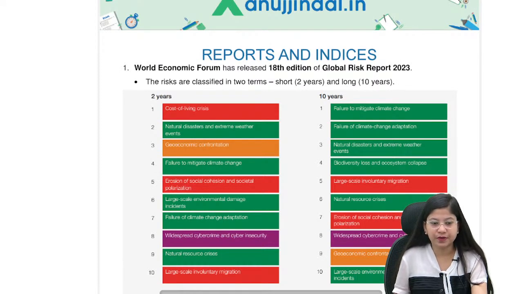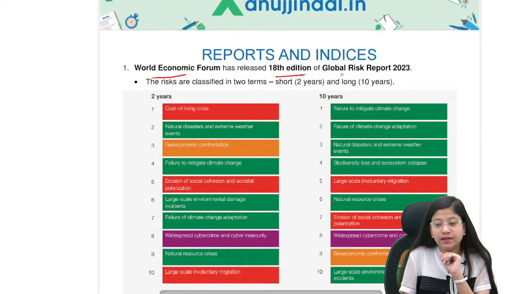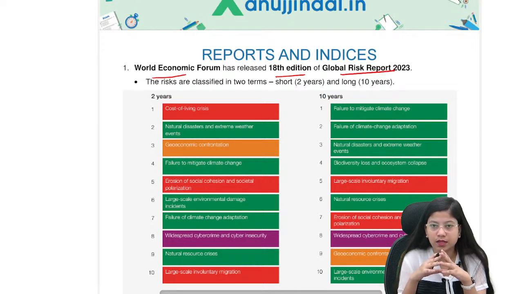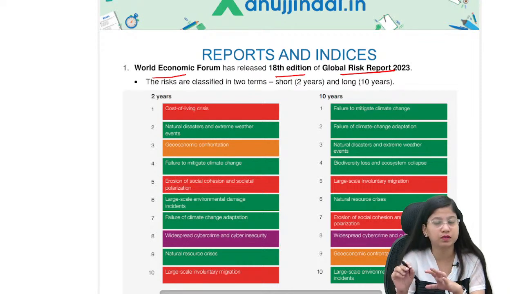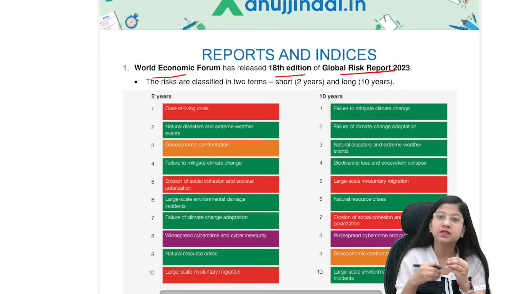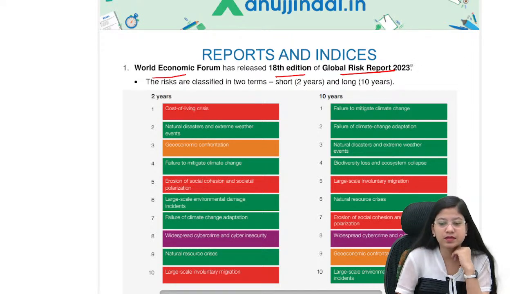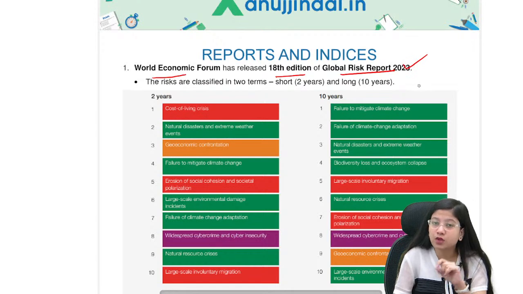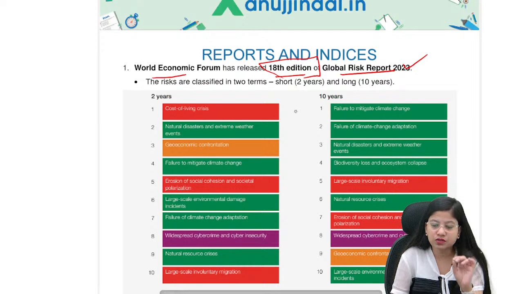Okay, so the very first report is of the World Economic Forum. It has released the 18th edition of the Global Risk Report in 2023. Now, if you are a regular of current affairs, you would know that the World Economic Forum releases this report on a periodical basis, very frequently. There is a fixed period in which WEF releases this report, and this report has not been asked in your NABARD examination so far. But why is it important? This time they can ask you the edition. Even if it is of 1 mark, that 1 mark is very crucial to get you clear the examination. So just have a look at it.